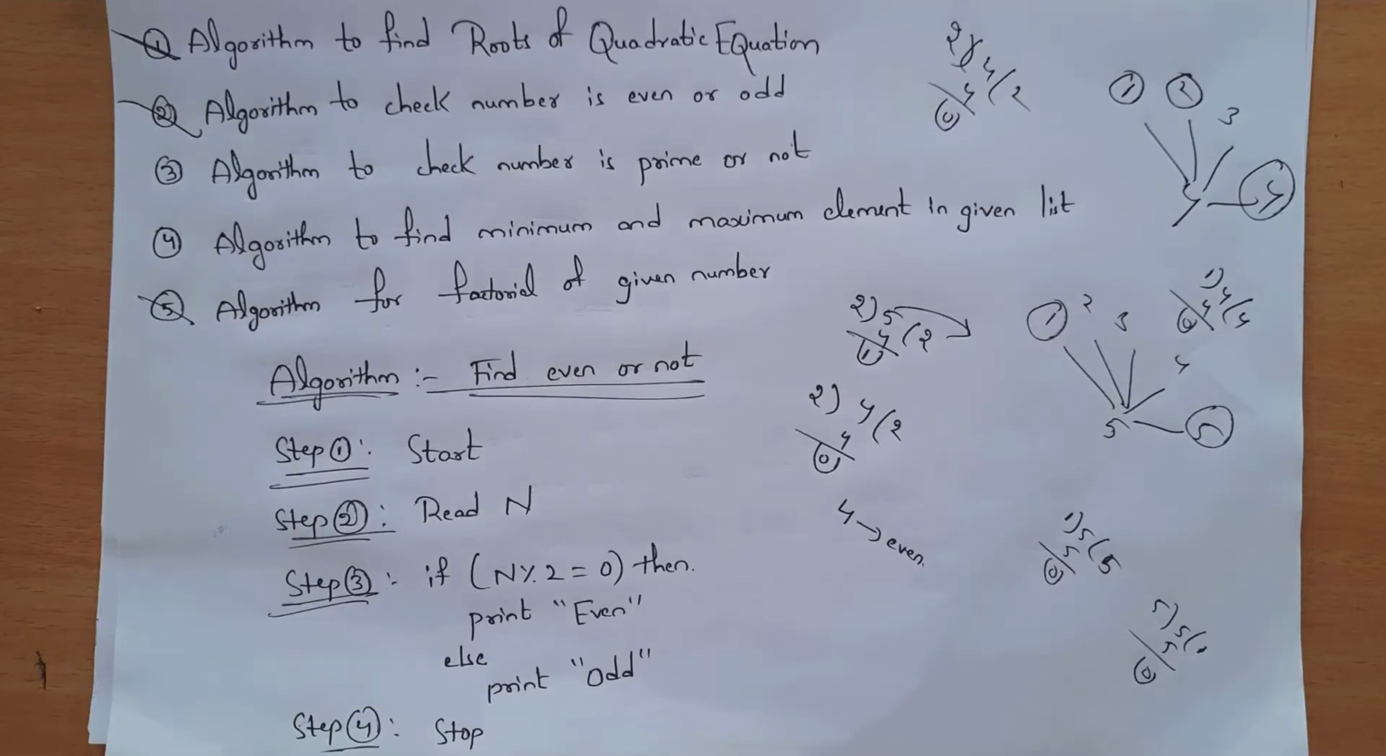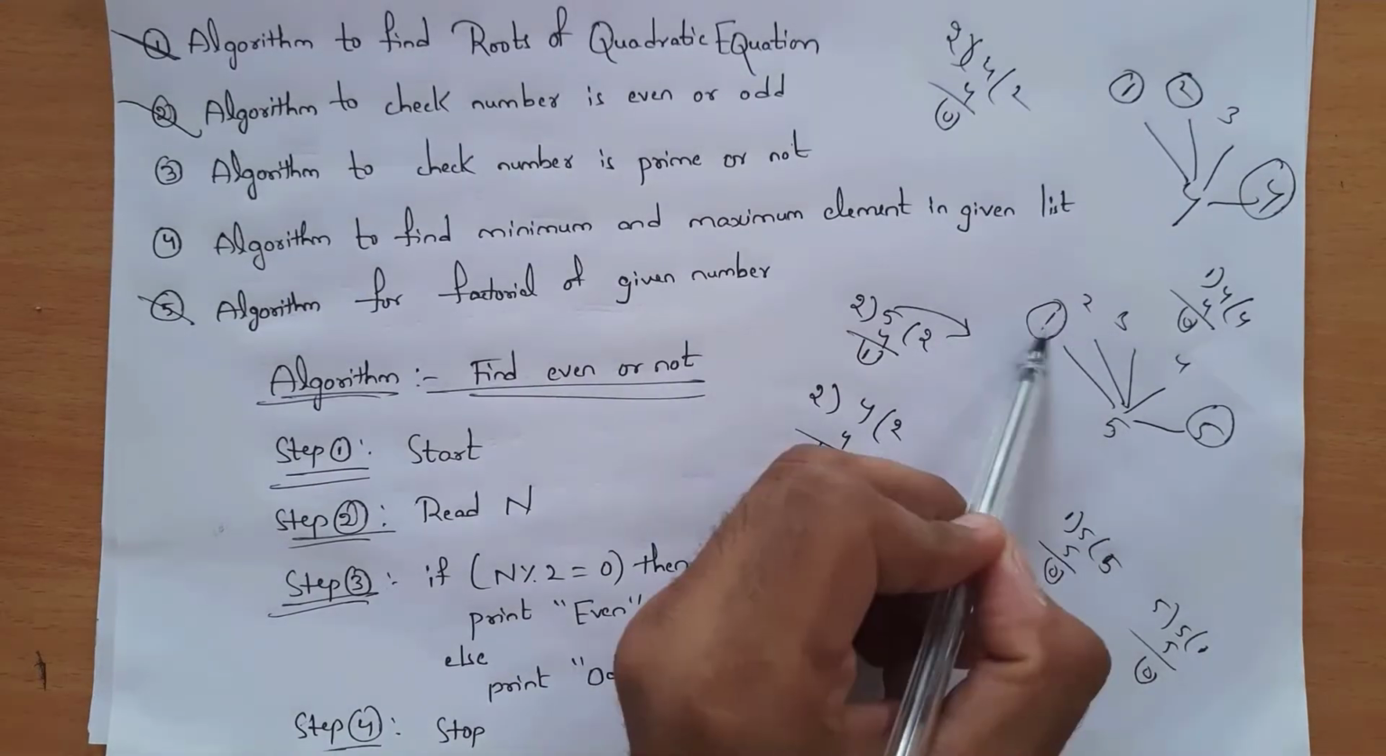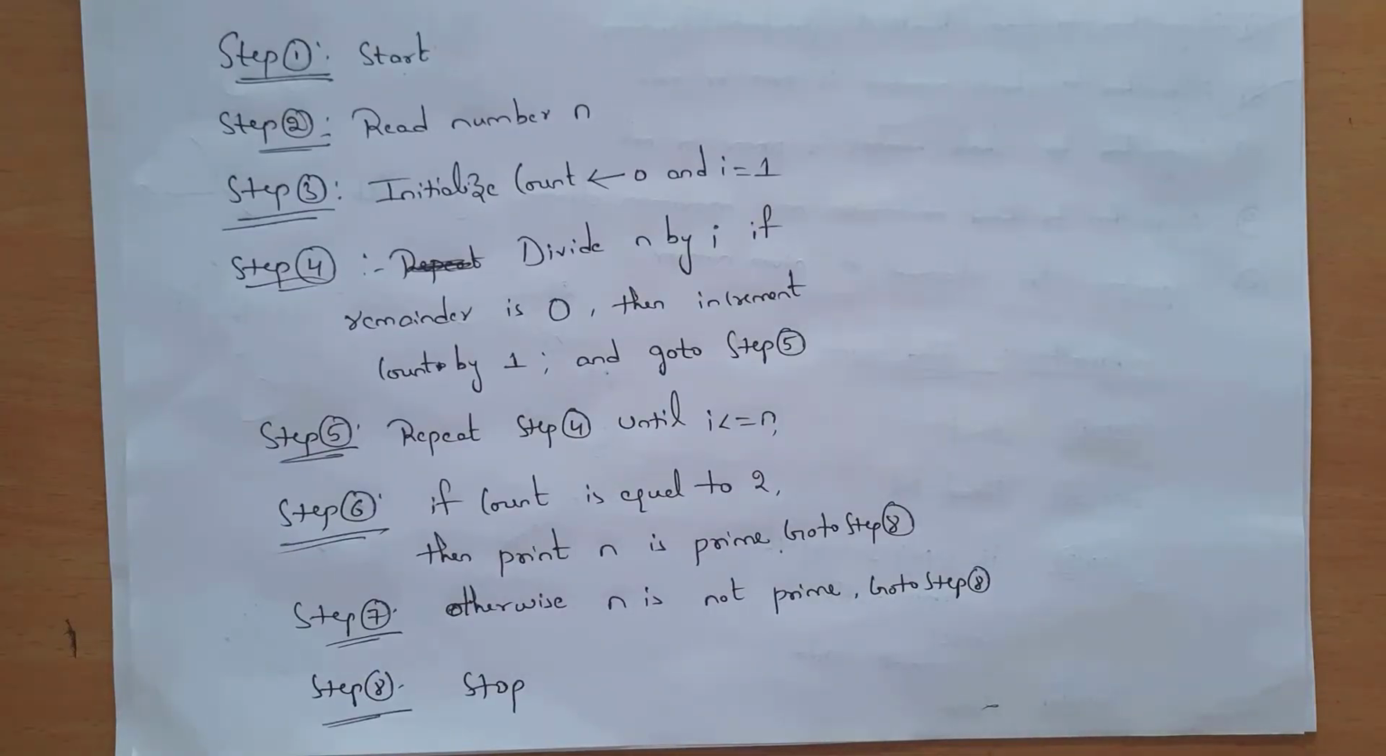So this 4 is not a prime number. The definition of a prime number is a number which is divisible only by 1 and itself. Now, an algorithm to check whether a number is prime or not.